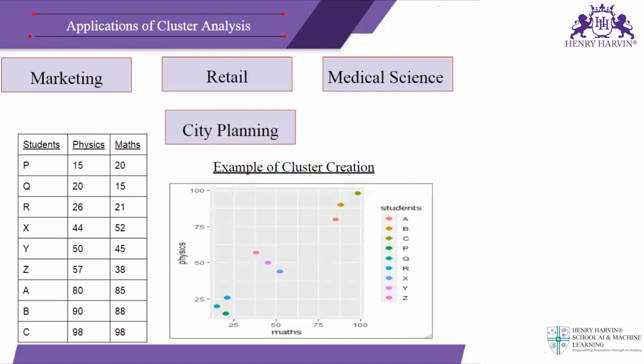Then there is city planning. City planning can be taken as an example, like grouping houses according to the house types or the geographic nature of that area. So there also cluster analysis can be used. Then there is sociology. In sociology, people are divided based on their demographics, their lifestyle or socio-economic factors. So there also cluster analysis can be used.